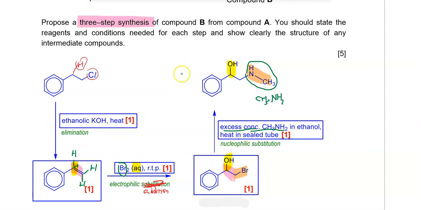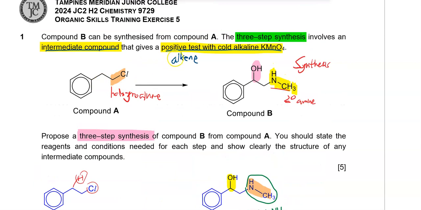Okay, that's it for your question 1, 3-step process. Alright, and I followed the clue given that it involved an intermediate which involved an alkene functional group.